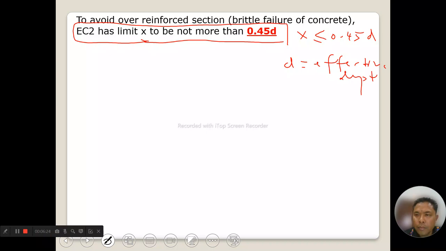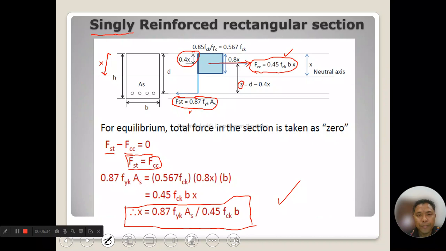So what is the effective depth? If we go back to the diagram for the stress block, effective depth is given by this. It is the distance from the top of the concrete to the center line of your tensile steel. That is the effective depth definition.